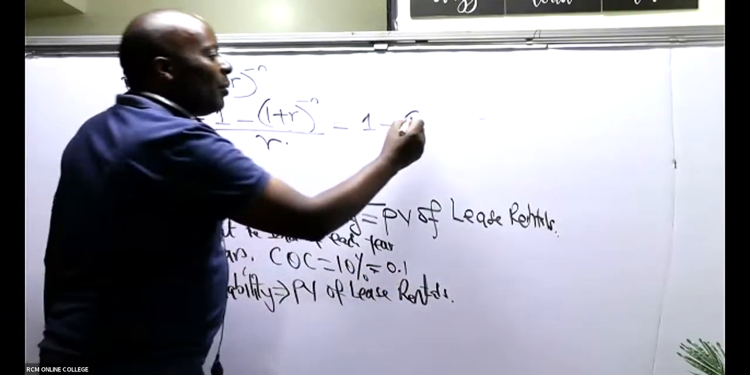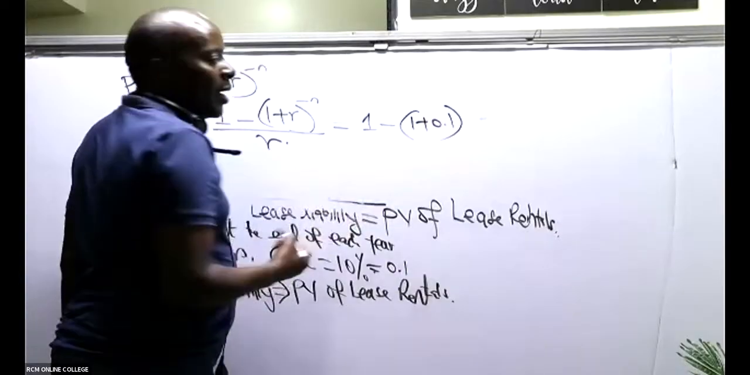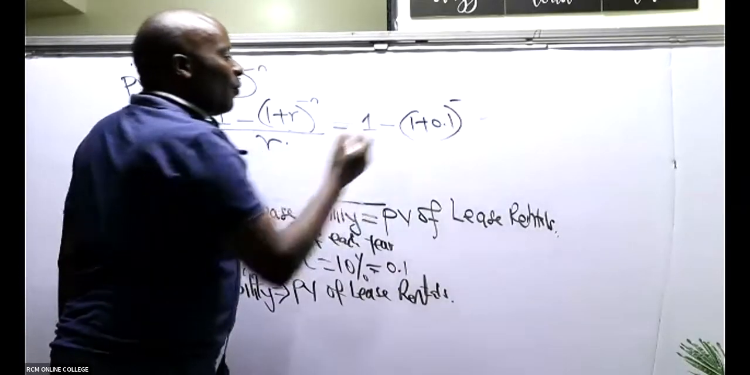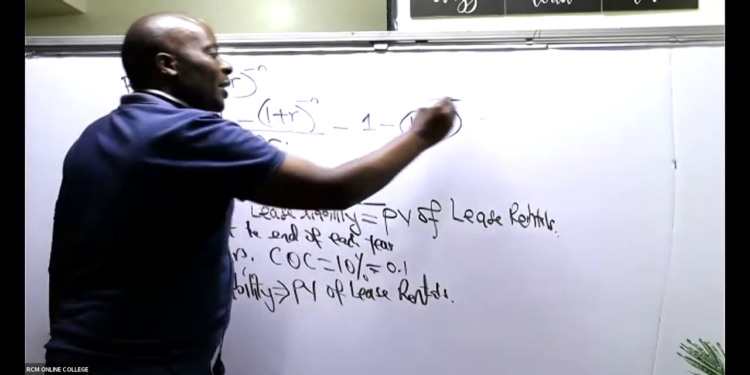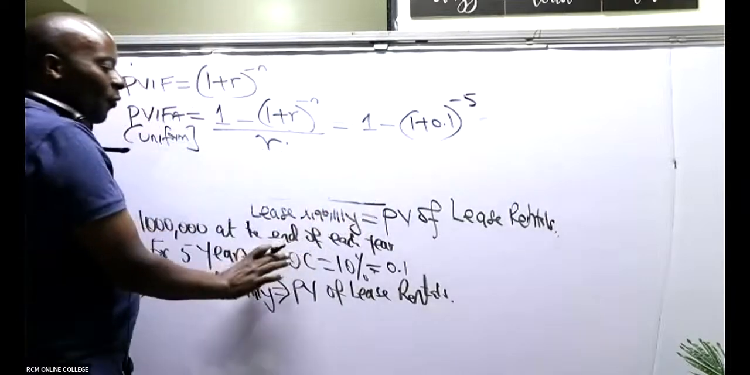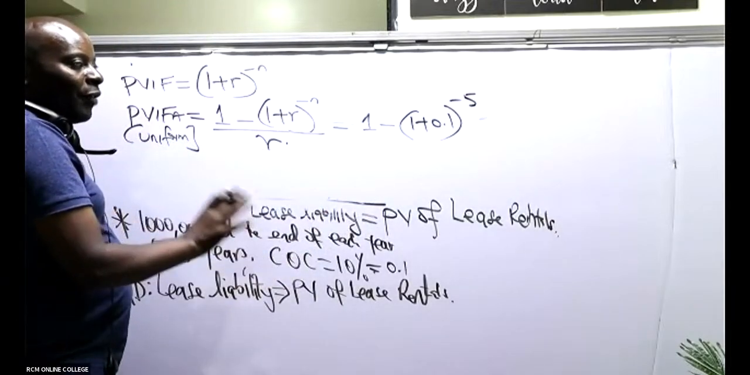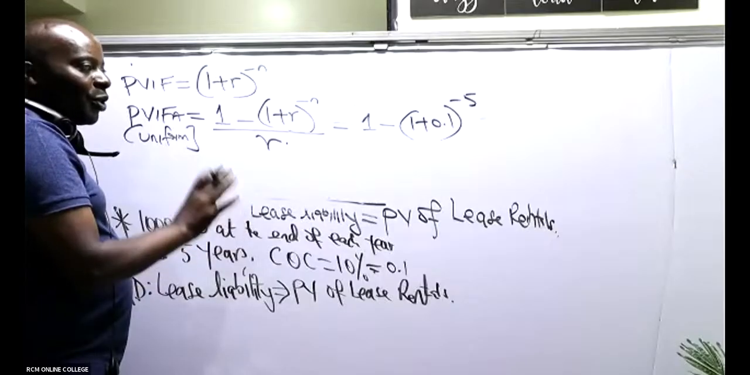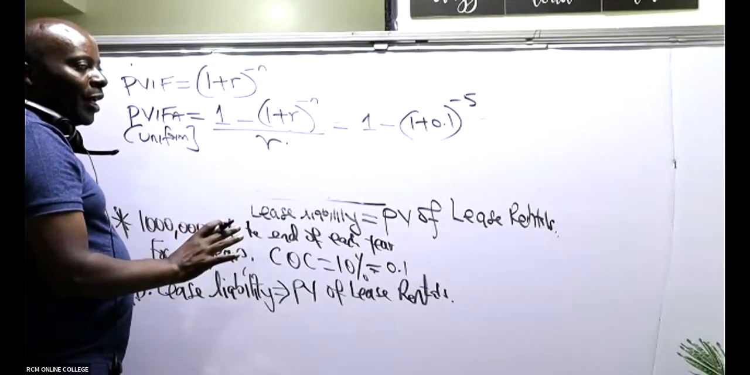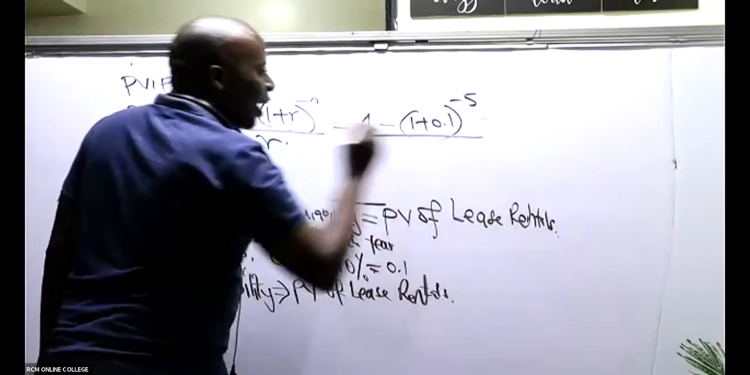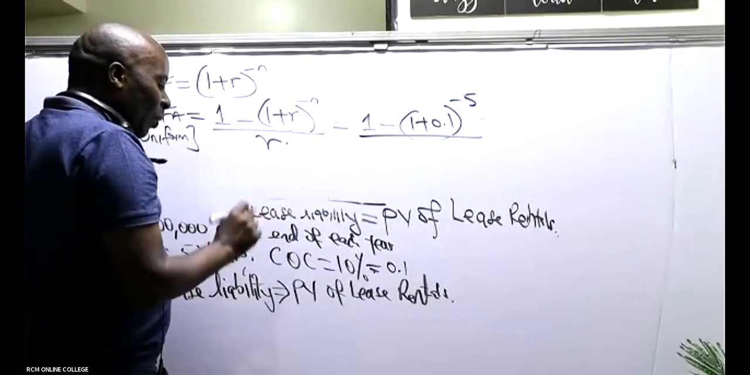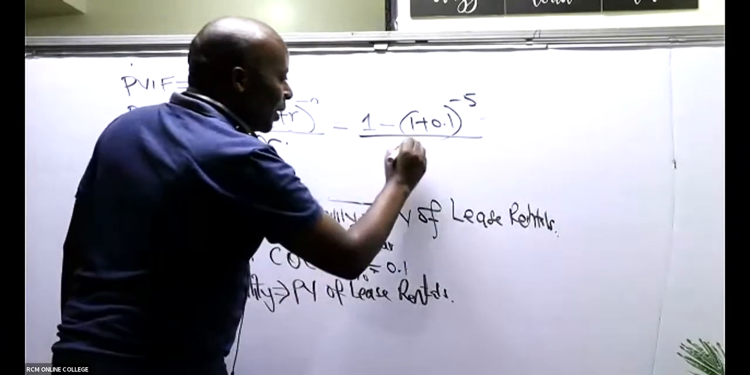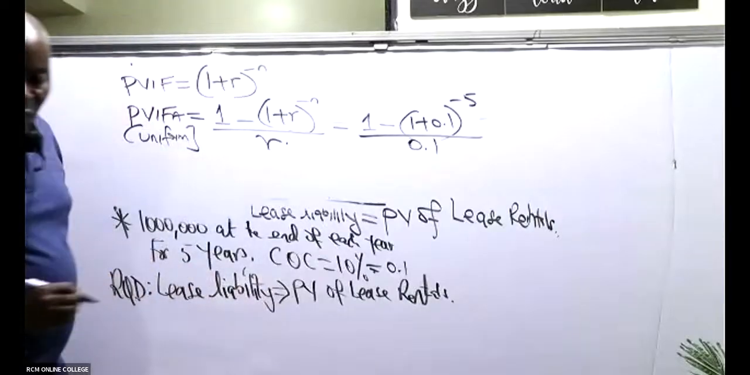So then this will be 1 plus 0.1 raised to the number of years. How many years in this case? This is a lease of 5 years. We're going to enjoy this for 5 years. And then we shall divide everything by our R, where our R in this case is 0.1.